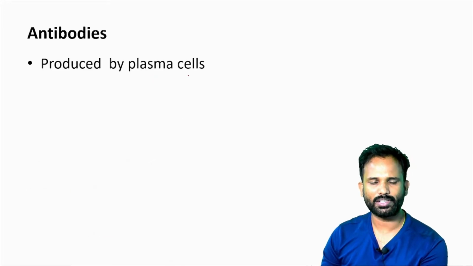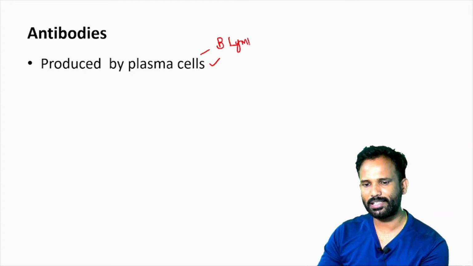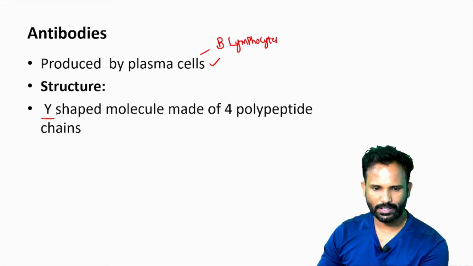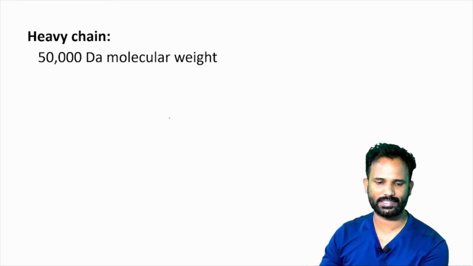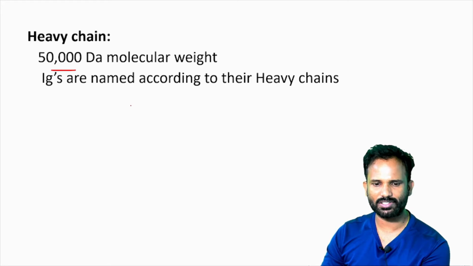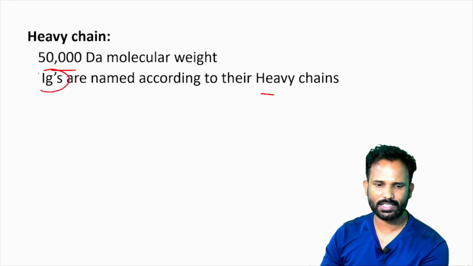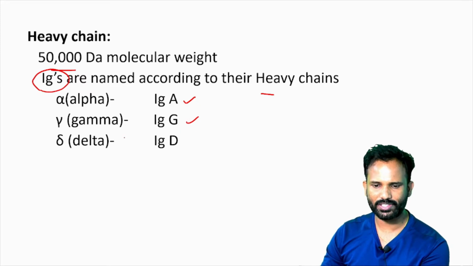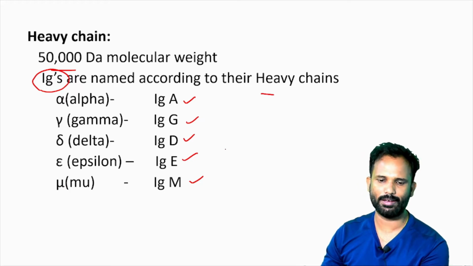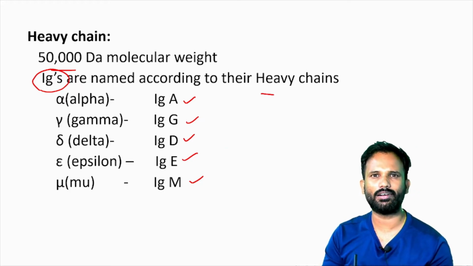And coming to the antibodies, they are produced by the plasma cells, which are nothing but activated B lymphocytes. And it is a Y-shaped structure made of 4 polypeptide chains, 2 heavy chains and 2 light chains. Heavy chain is around 50,000 Daltons molecular weight, and based on the heavy chain, the immunoglobulins are named. So IgA, alpha heavy chain; gamma heavy chain, IgG; delta heavy chain, IgD; epsilon, IgE; and mu, IgM. So the immunoglobulins are named according to the heavy chains.